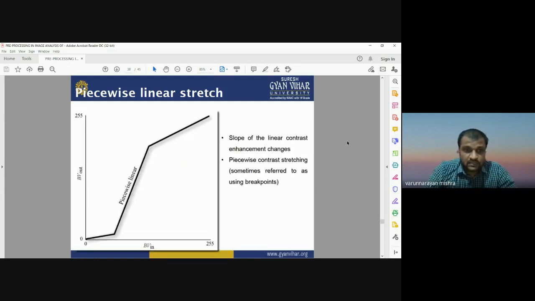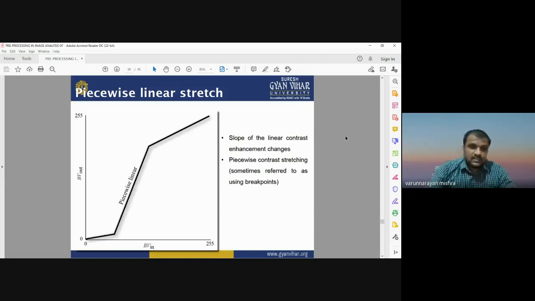This figure shows piecewise linear stretching. We are not expanding the entire range of the pixels, we are only expanding the pixel values within this range. So the slope of the linear contrast enhancement changes. The piecewise contrast stretching is sometimes referred to as the breakpoint. We break or distribute the entire radiometric range into different parts, and then apply linear stretching on a specific part as per our requirement. That is what is known as piecewise linear stretching.